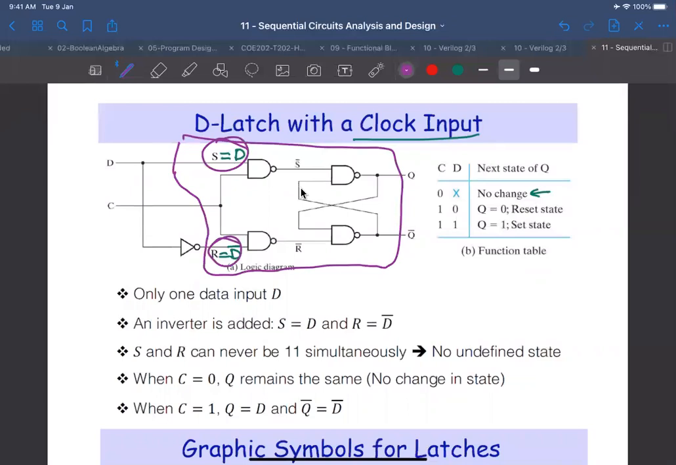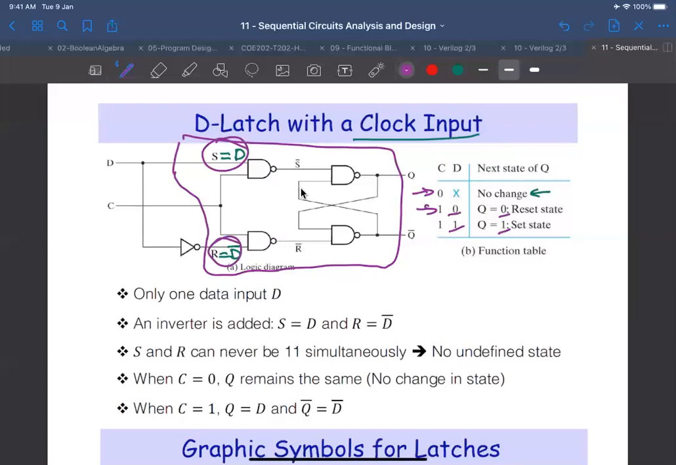So the function table now is that when C is 0, this is a no change, and when C is 1, this is nothing but copying D to Q. So Q is equal to whatever the value of D is. If D is 0, Q will be 0. If D is 1, Q will be 1. This is a very attractive D latch.